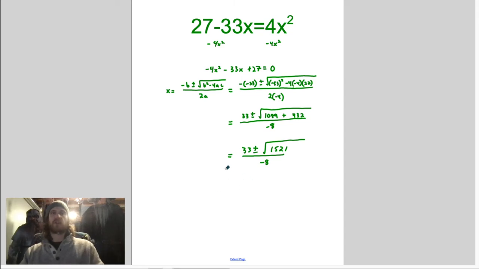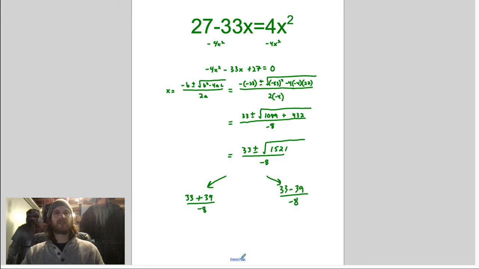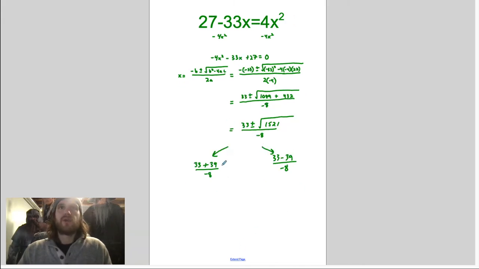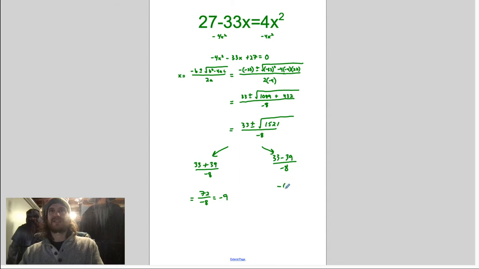I'm splitting right here, team. I'm not writing another step. We're moving fast. This is going to be 33 plus 39 divided by -8. And then down here is 33 minus 39 divided by -8. Oh, we're almost there. 33 plus 39 is 72 divided by -8, which gives us our final answer of -9. And then over here, 33 minus 39 is -6 divided by -8, which will give us the solution 0.75.